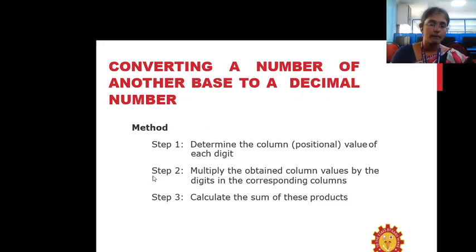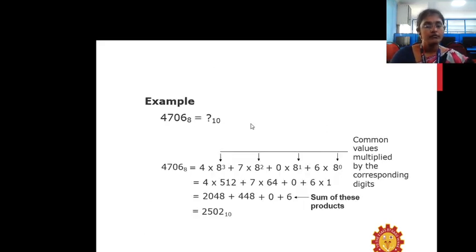The next step is to multiply each and every digit with the corresponding base value, and then calculate the sum of the products. We have to multiply and we have to sum the values. See here, this is the example 4706 to the base 8. The base 8 means the given input is an octal number system. Now we are going to convert this octal number into a decimal number with the base of 10. What will be the answer?